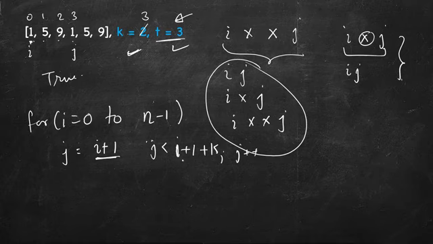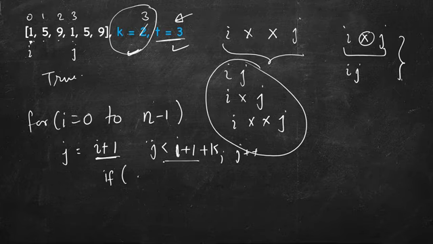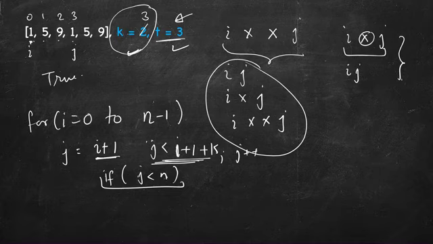But we don't need to go all the way up to here. If we find some value in between whose difference is less than or equal to t, then we return true immediately. But here we are not adding any check for n, so you can add an additional check for n. So j should be less than n. This is understood. If j is more than or equal to n, then break. Look for the next value of i.